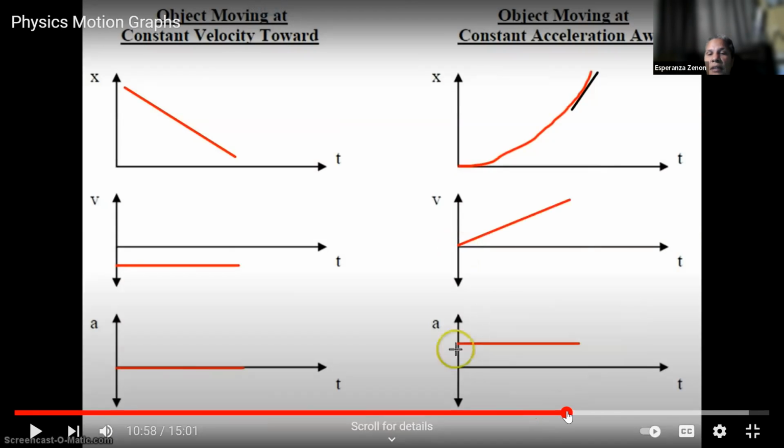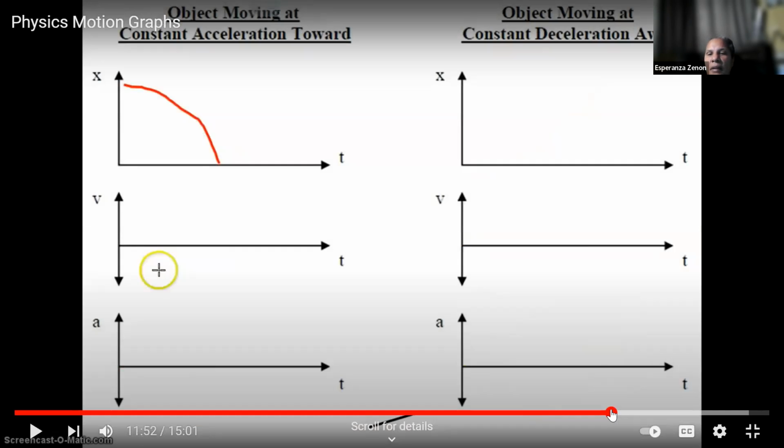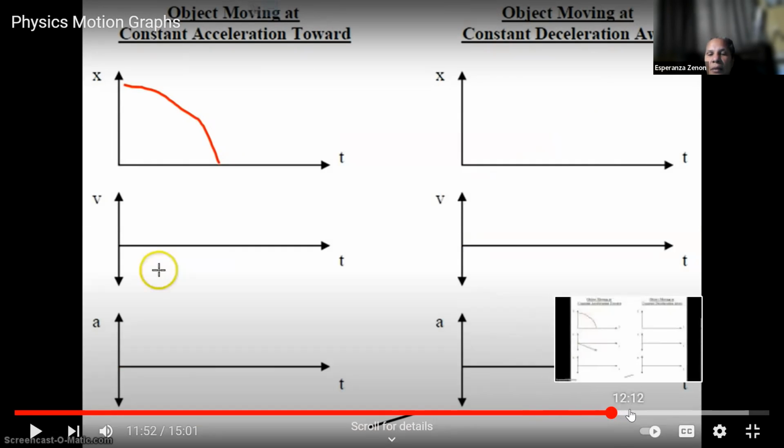That means the VT graph is linear. And now you have a value for A that's not 0. And then the last scenario, the object is moving toward with a constant acceleration. So you see that curve.